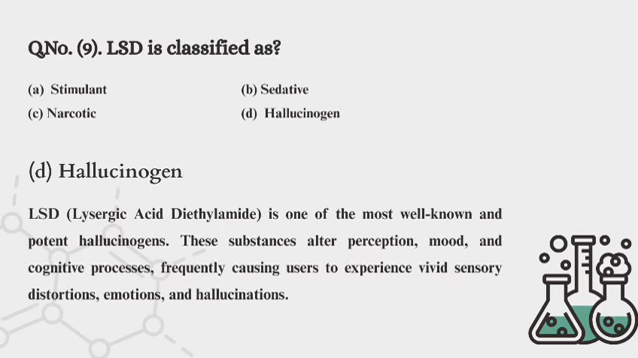Question number 9. LSD is classified as option A stimulant, B sedative, C narcotics, or option D hallucinogens. So the correct answer is option D hallucinogens. LSD, lysergic acid diethylamide, is one of the most well known and potent hallucinogens. These substances alter perception, mood, and cognitive process, frequently causing users to experience vivid sensory distortion, emotion, and hallucination.